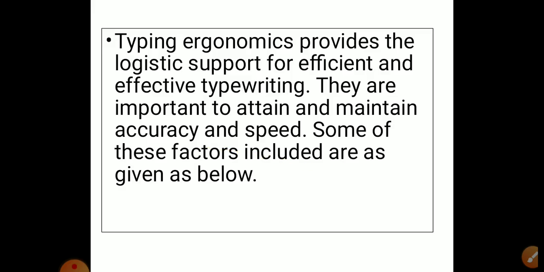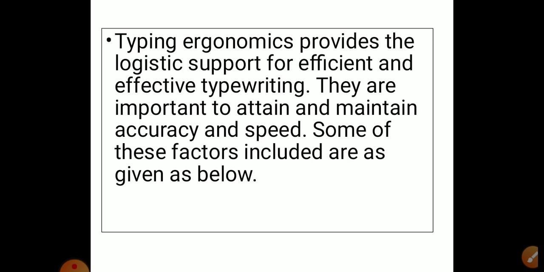So this week, this session, we are going to see the next topic, typing ergonomics. Already I have given an introduction in the previous session on what typing ergonomics is. It is nothing but the rules for typing. So typing ergonomics provides logistic support for efficient and effective typewriting. Why do we use typing ergonomics? It's a technique. It provides support for efficient typewriting.